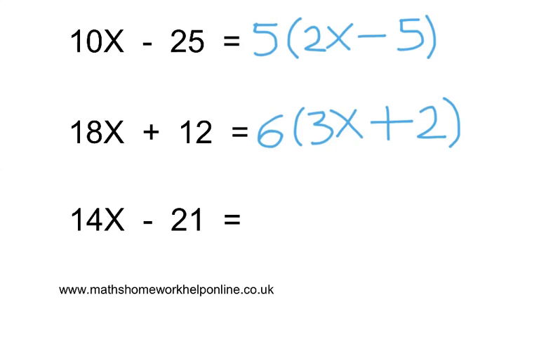Okay, the last example here, again, 14 doesn't go into 21 and 21 doesn't go into 14, but the highest number that does go into both 14 and 21 is 7. So we're going to take 7 outside the brackets, and inside we need to think, what do we times 7 by to get 14? And the answer is 2. And we have still got an x there, so that will be 2x minus, what do we times 7 by to get 21? And the answer is 3. So putting that together, the full answer is 7 brackets 2x minus 3.